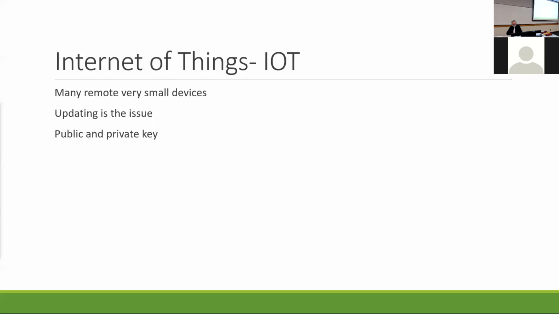The Internet of Things and other things, such as our cell phones, where we have many remote small devices and we don't have a lot of control over them. Updating is the issue. Public and private keys to do the updates, and having sandboxes and things like that is the key to being able to do it right.